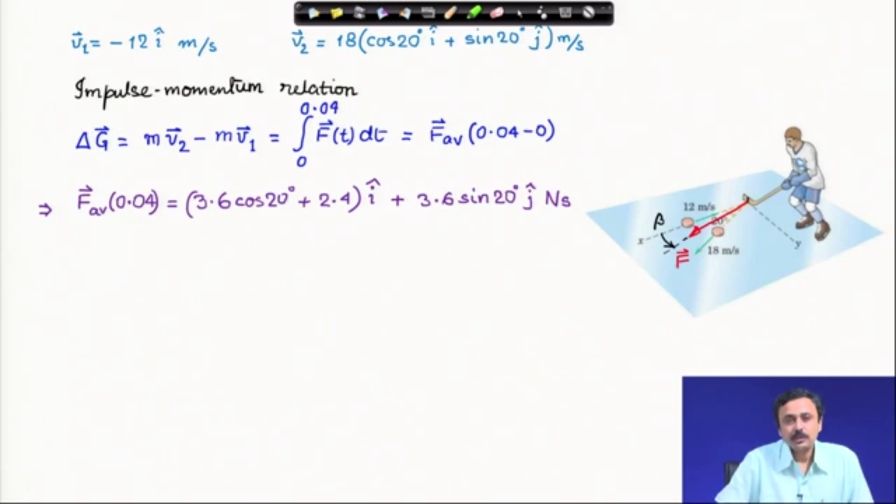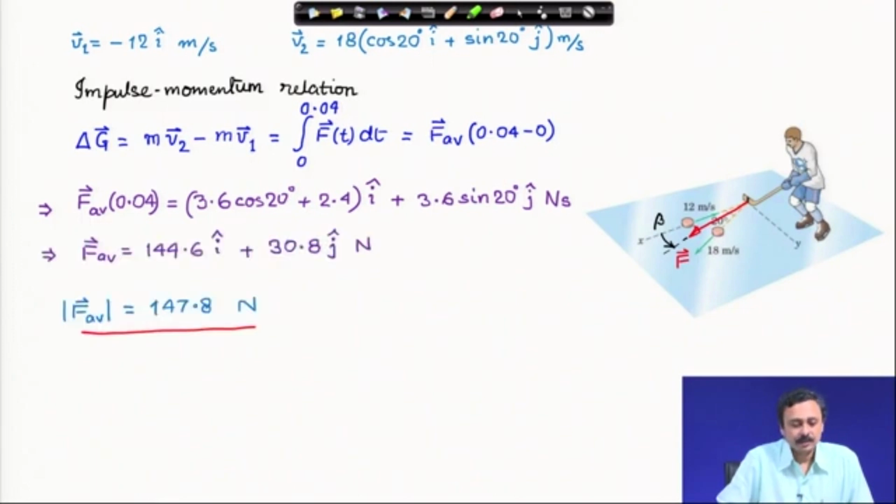So, average force vector into the time interval must be equal to the change in the linear momentum, now shown on the right hand side. If I divide, then average force is 144.6 i cap plus 30.8 j cap Newton. The magnitude of this force is 147.8 Newton. If this situation has to happen, then the magnitude of the force that has acted on the puck is 147.8 Newton. If you want to get an estimate of this, how much is this force?